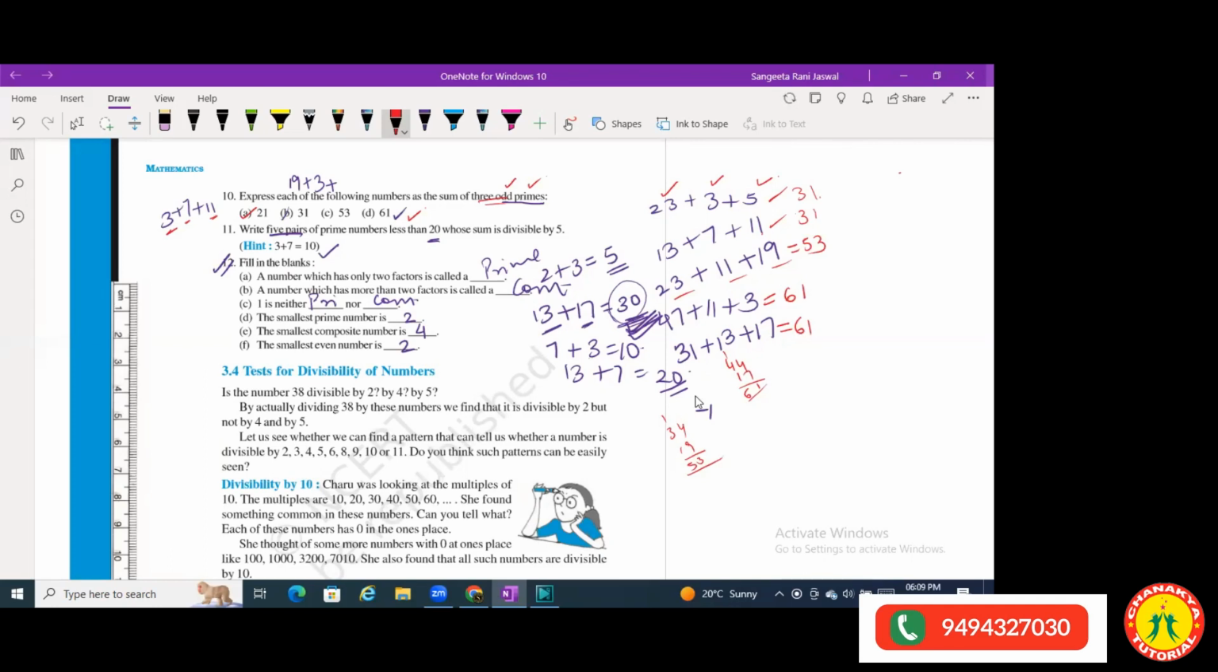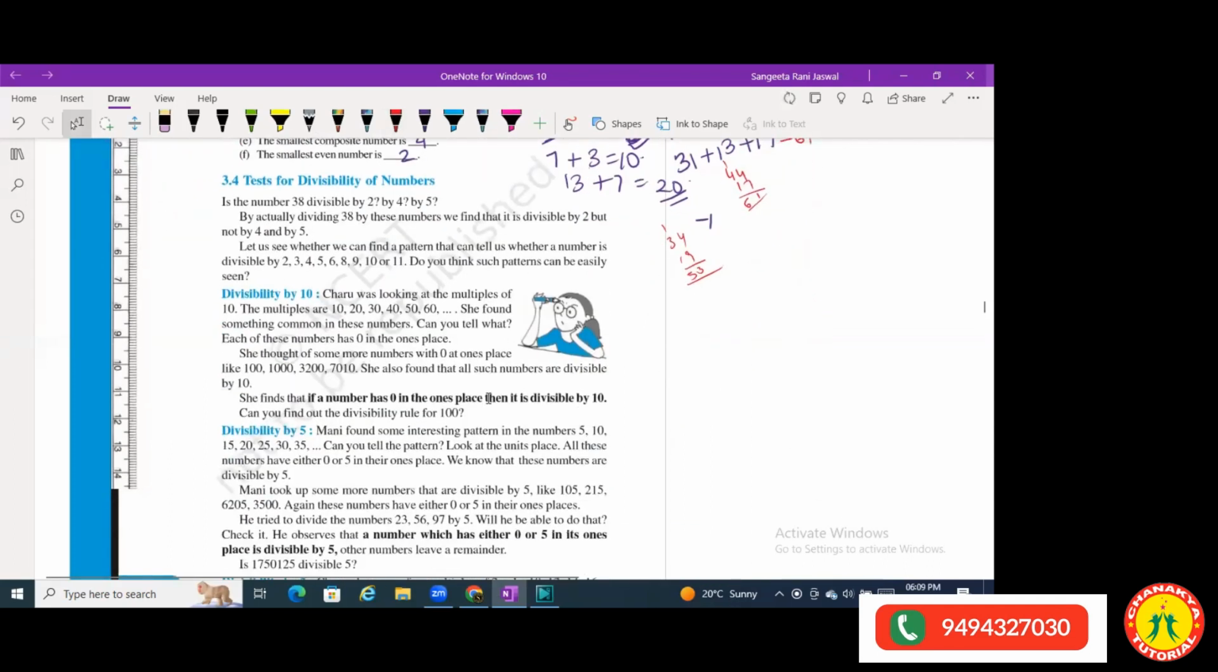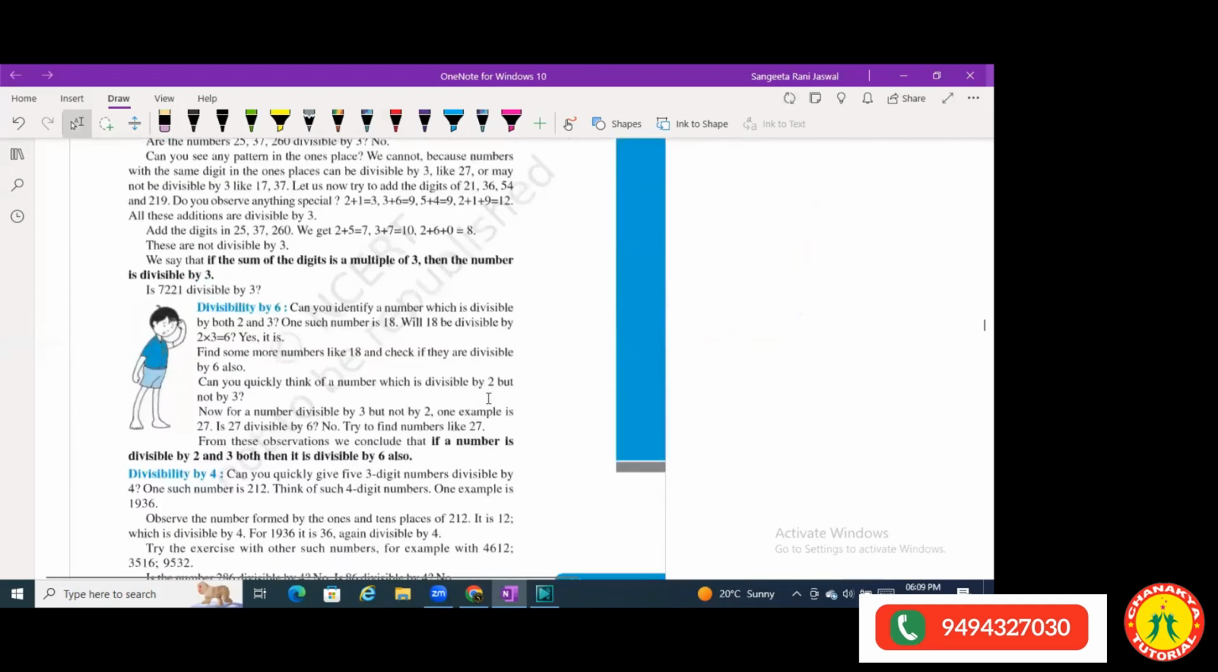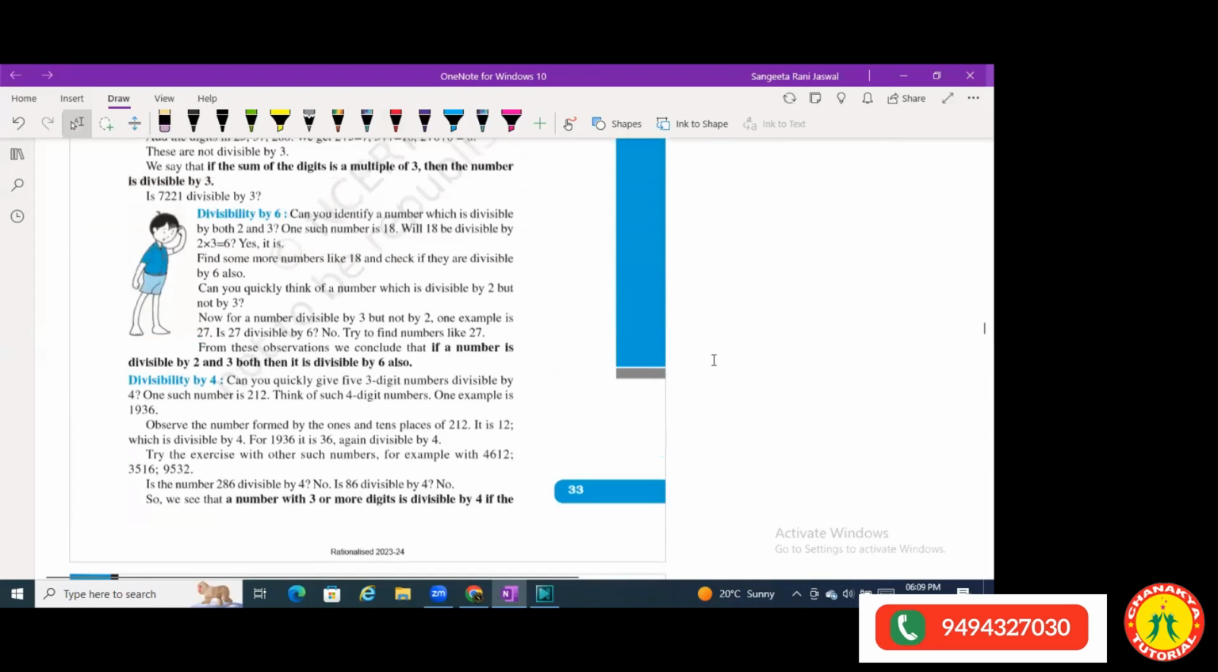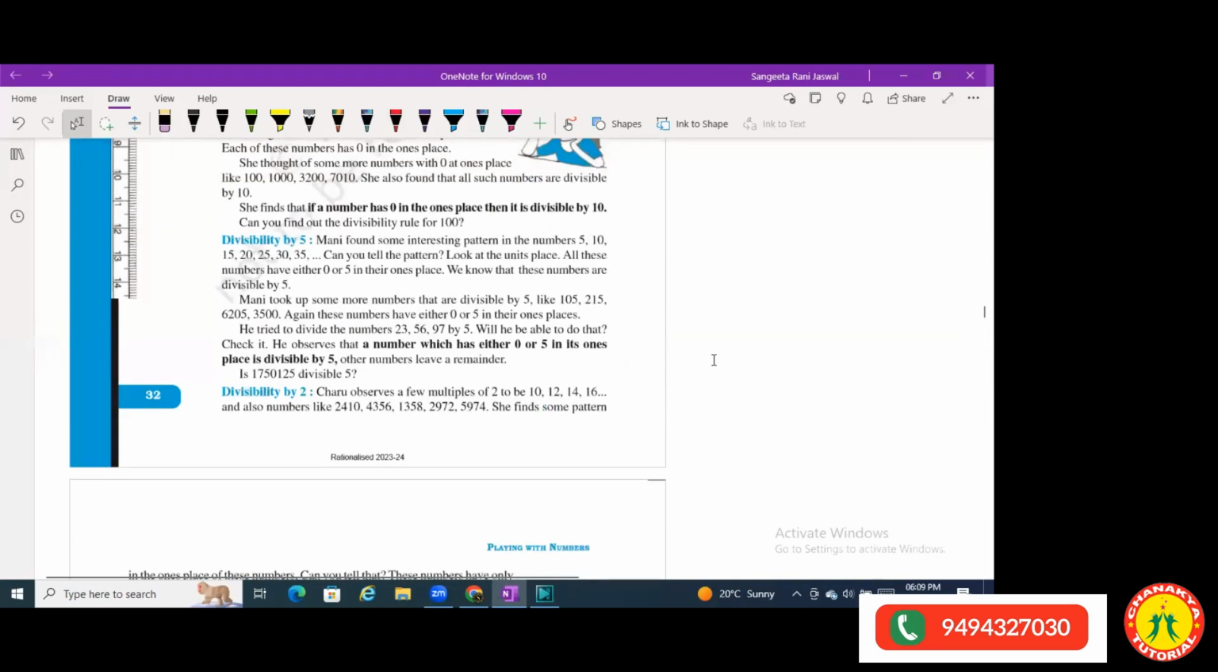Okay, let's move ahead. Now, testing the divisibility of numbers. Let's check the divisibility of numbers here. Divisibility of 2: the number should be even. Divisibility of 3: the sum of the digits should be divisible by 3.